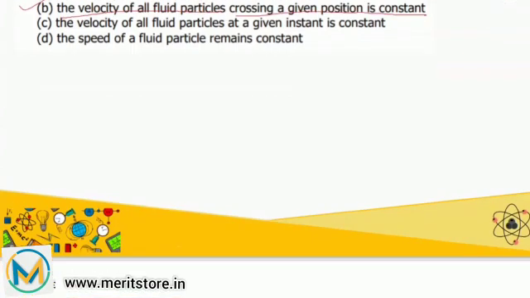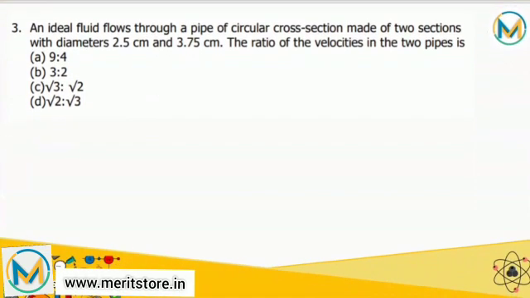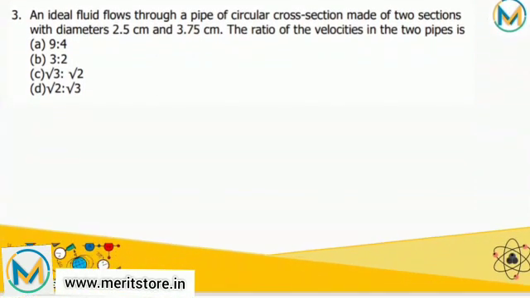Looking towards the next question. An ideal flow through a pipe of circular cross section made of two sections with diameters 2.5 cm and 3.75 cm. The ratio of the velocities in two pipes is. So the situation is like this: suppose this is a pipe where this is one diameter and this is another diameter.